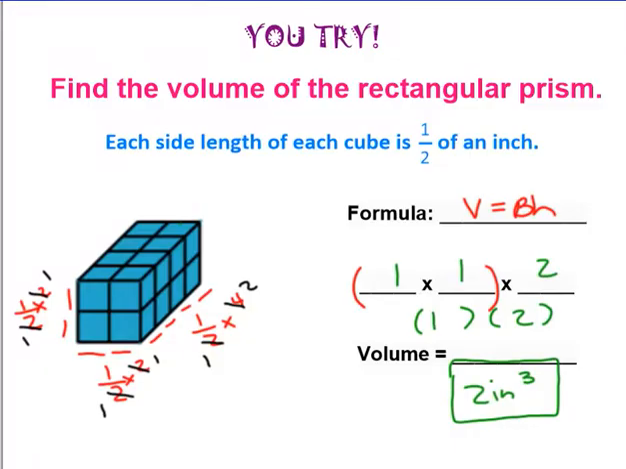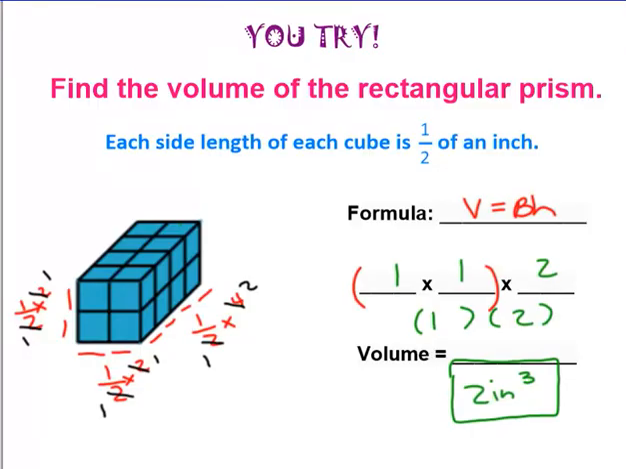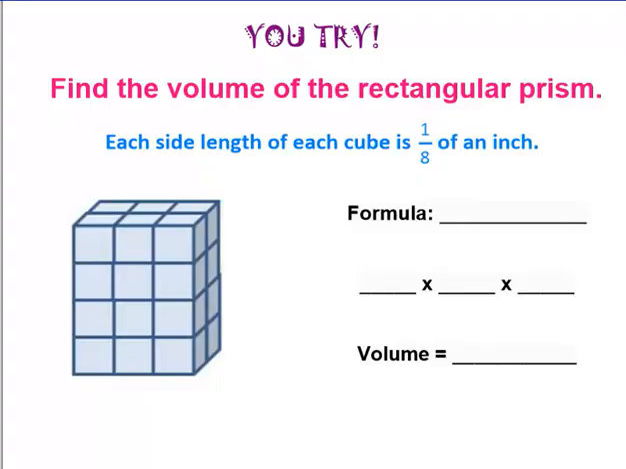Then you have the height of the prism, and it was 1, 2, 3, 4 units long. So 1/2 times 4, which simplifies down to 2. So 1 times 1 is 1, and 1 times 2 is 2. And so you have a total of 2 inches to the third power. All right, go ahead and try this one.